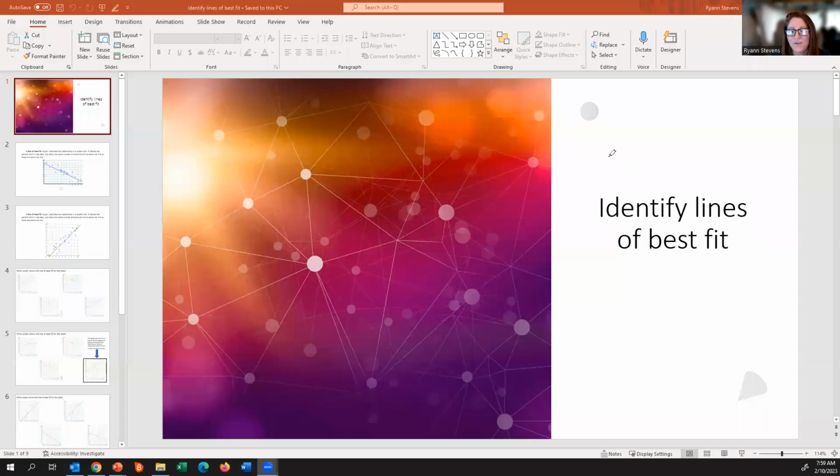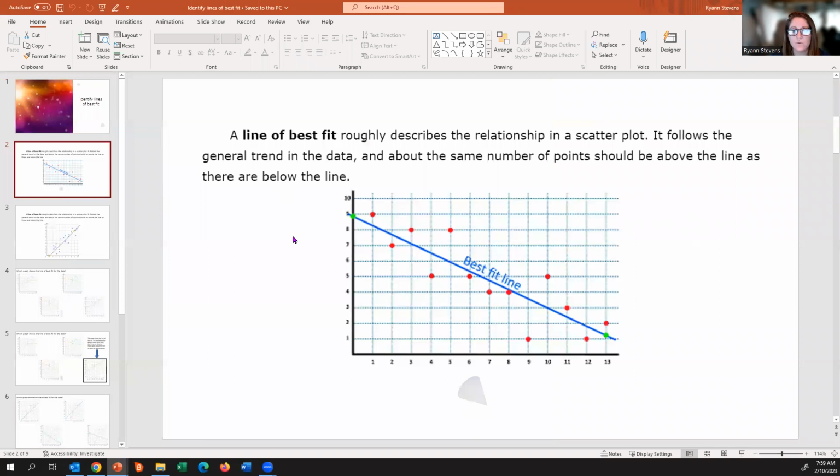Hello, hello. We are going to be talking about identifying lines of best fit. So when we talk about identifying a line of best fit, we're talking about scatter plots. And this is going to be a line that roughly describes the relationship that we can see in the scatter plot. So it's going to follow a general trend in the data.